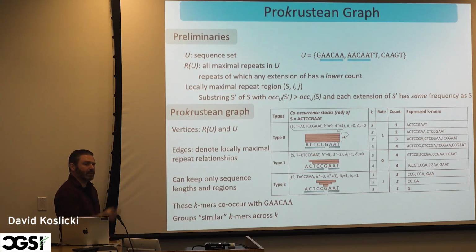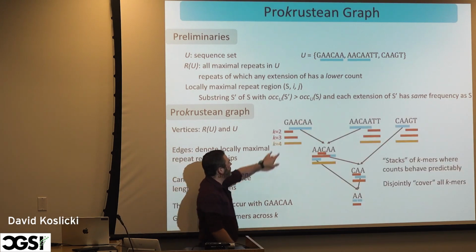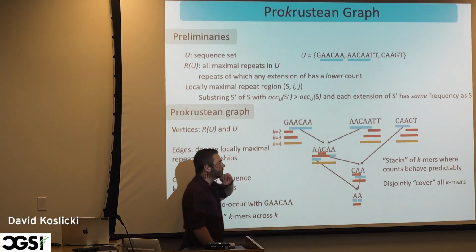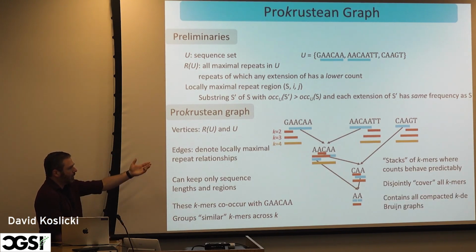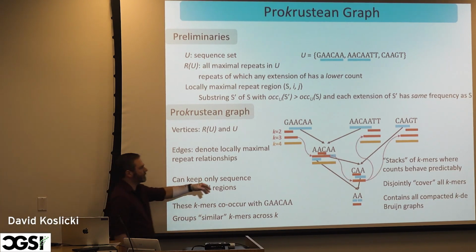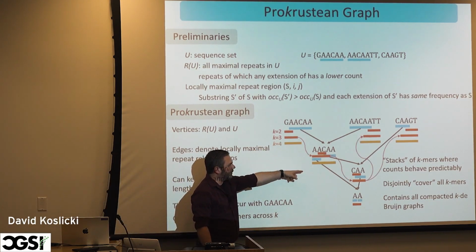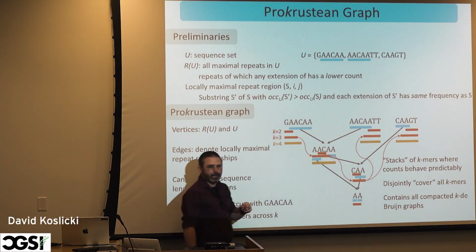Interesting little thing is, back when I said the counts, the behavior is non-monotonic. Basically, we're taking that idea and applying it locally to each one of these regions that's not fully contained in the blue one. So, as a consequence of all this, the Prokrustean graph actually implicitly contains all compacted de Bruijn graphs. And you can kind of see this from this picture if you're looking at the 3-mer de Bruijn graph. That's just tracing along those particular edges.